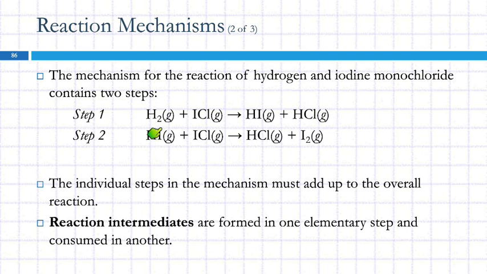So this guy here, this HI, is an intermediate. It's formed during the reaction and then it gets used up again. It gets formed and used up and formed and used up. So at the end of the reaction, we don't see it. That's a reaction intermediate. They're formed in one elementary step, consumed in another. The individual steps for the mechanism have to add up to the overall reaction.